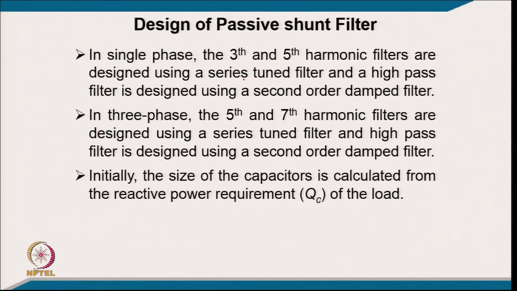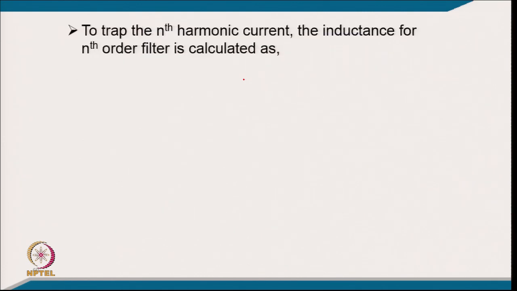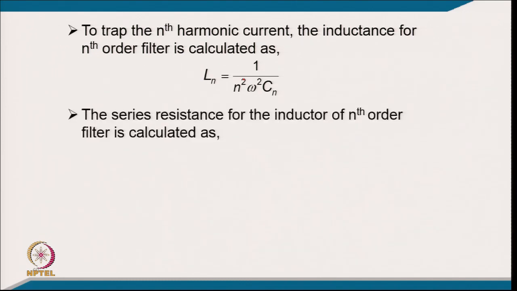Initially, the size of capacitors is calculated from reactive power requirement of the load. The absolute value of capacitance is calculated as Cn equal to Qc upon m omega Vs square. The inductance for nth order harmonics is calculated as Ln equal to 1 upon n square omega square Cn, where n is the order of harmonics, and the series resistance of the inductor for nth order filter is calculated as Rn equal to n omega Ln upon Qn from this quality factor relation.